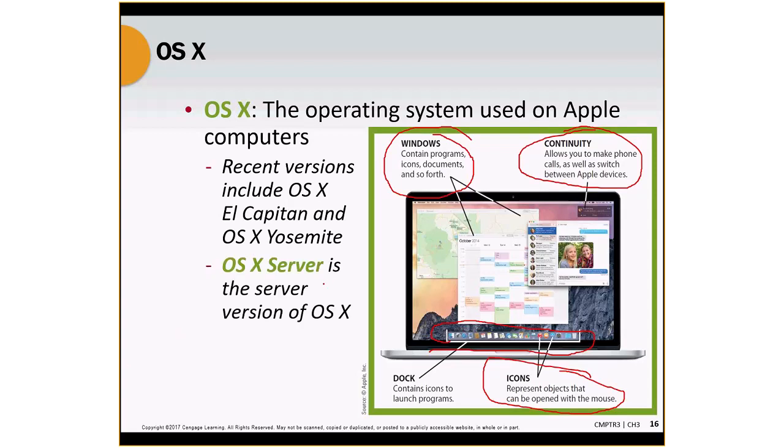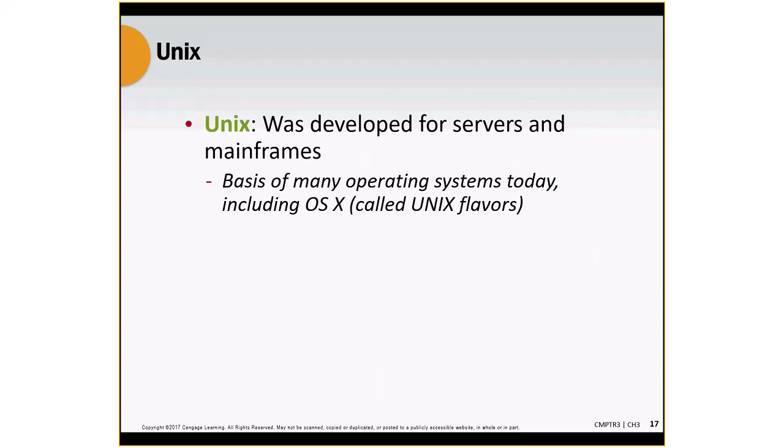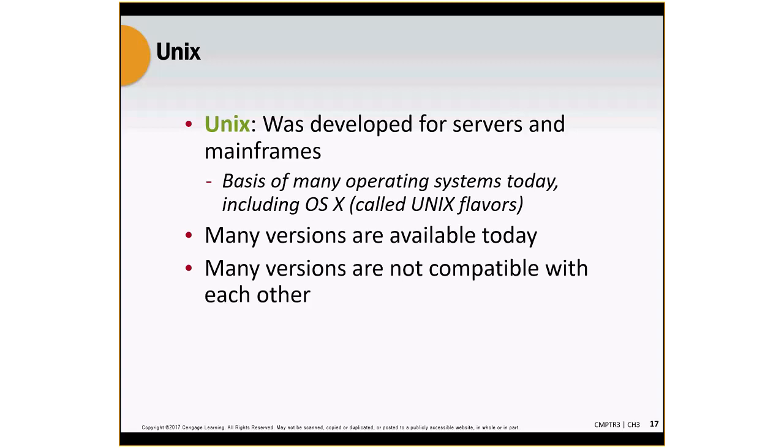The OS X server is a server version of OS X, so that is specifically for a server. Unix was developed for servers and mainframes. It's the basis of many operating systems today, including OS X. Many versions are available today, and with those many versions, they're not compatible with each other. So they change.